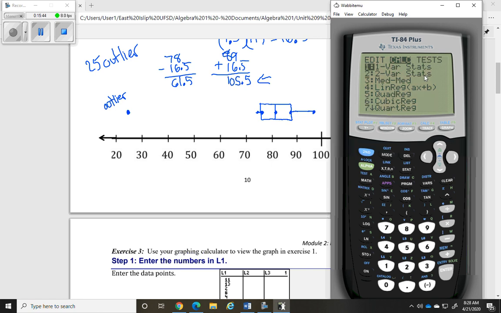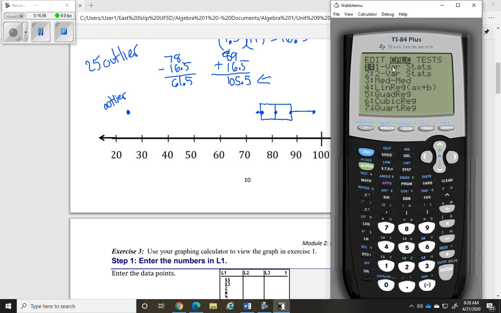The first two things have the word stat next to it. This one is 1-Var Stat and this is 2-Var Stat. Var stands for variable, or how many variables are in the kind of graph that we're doing. How many lists, really, maybe I should be using the word with.